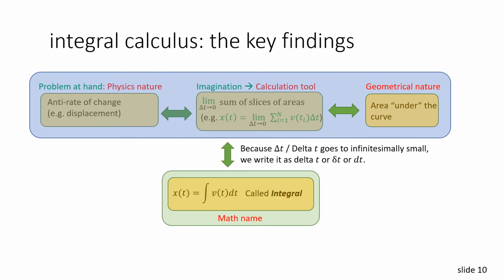And the above calculation involves summation and limit operations, which leads to the math formula for integral, which is this big S symbol to indicate the summative nature of the integral. You're adding up all those little rectangles together. Again, the integral is the opposite of a derivative. Mathematically, it is the antiderivative.